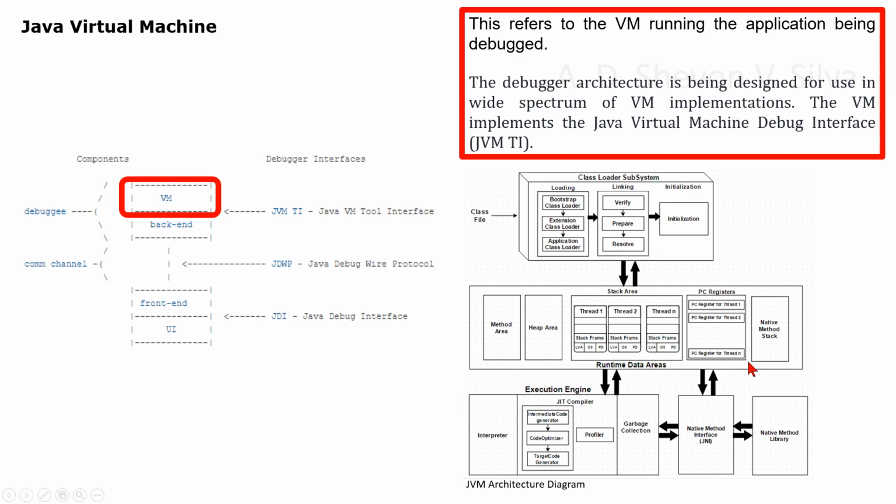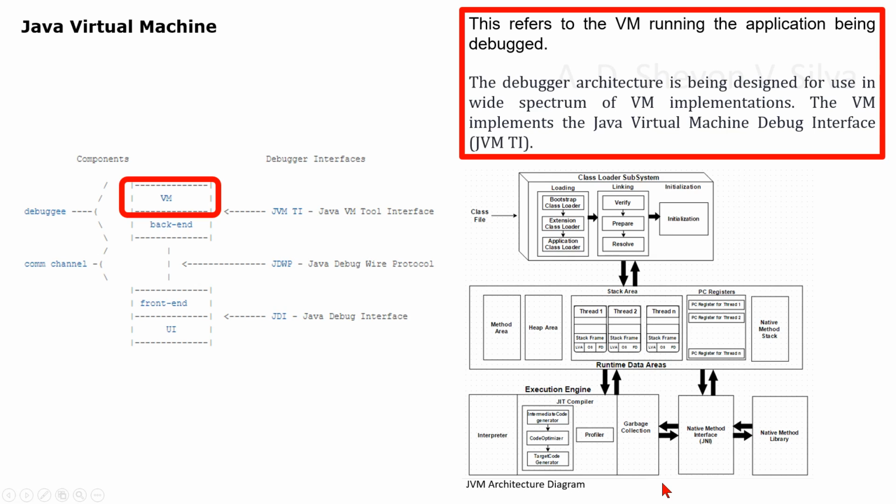PC registers. Each thread will have a separate PC register to hold the address of current execution instruction. Once the instruction is executed, the PC register will be updated with the next instruction. Native method stacks. Native method stack holds native method information. For every thread, a separate native method stack will be created.